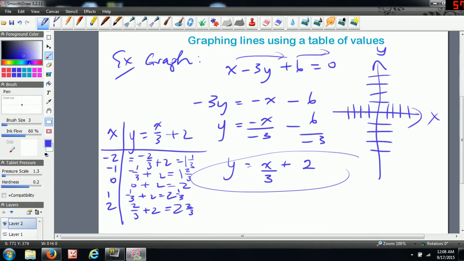Okay, so when x equals -2, y equals 1 1/3. When x equals -1, y equals 1 2/3. X equals 0, y equals 2. When x equals 1, y equals 2 1/3, etc. So it just goes on in that direction.